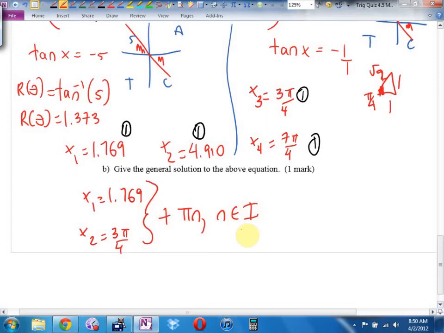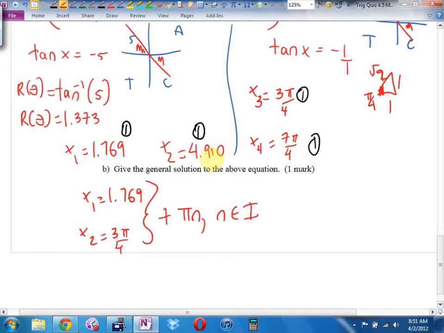Those two angles plus pi gives you all your solutions, because tangent has a period of pi. Jimmy, I didn't need to write this one here. You could have, it's not wrong. But if I wrote that, if you add pi to this one, it gives you that one. It's redundant. So you could have x equals 7 pi by 4 plus multiples of pi, and you could have 4.910 plus multiples of pi. But if you add pi to that, you get that guy. So it's kind of redundant. I wouldn't take marks off.